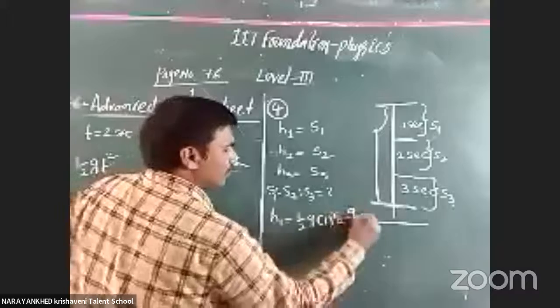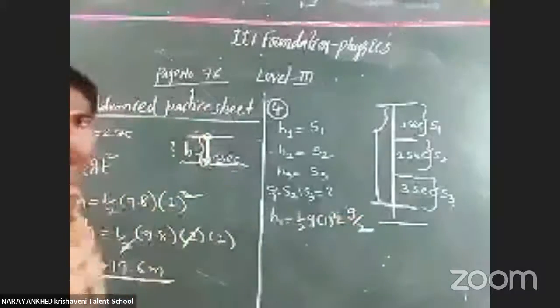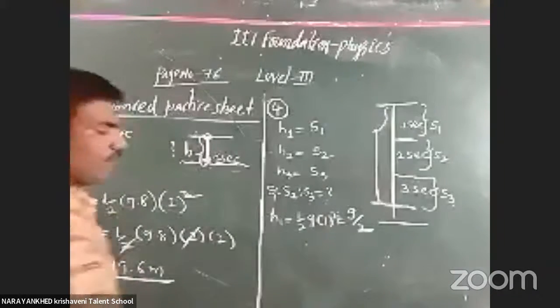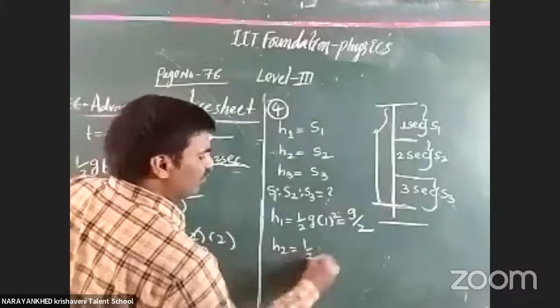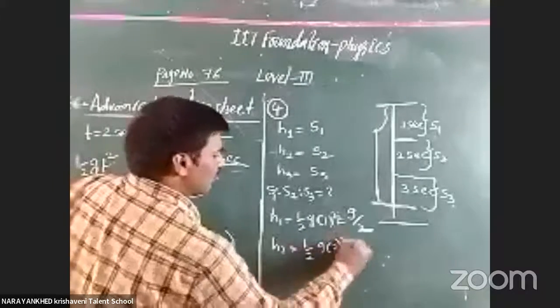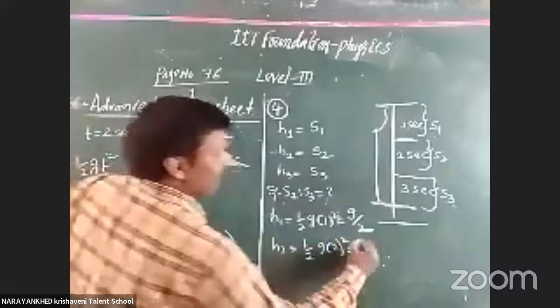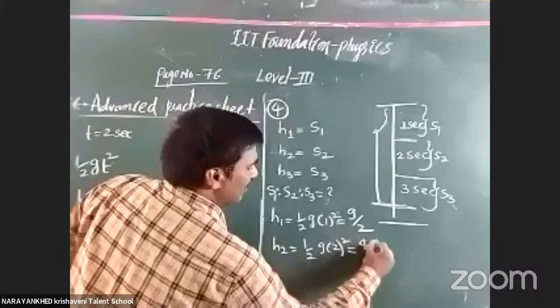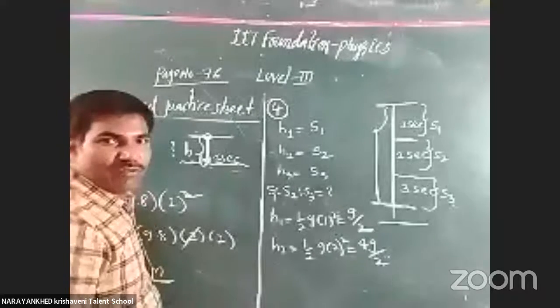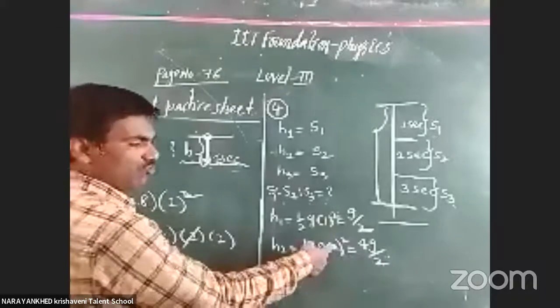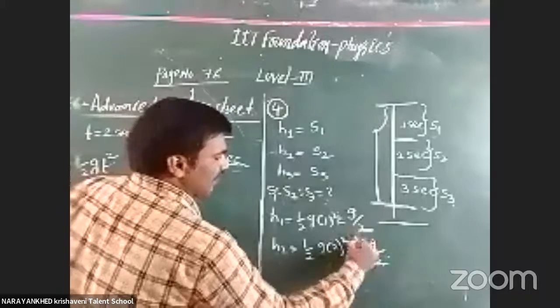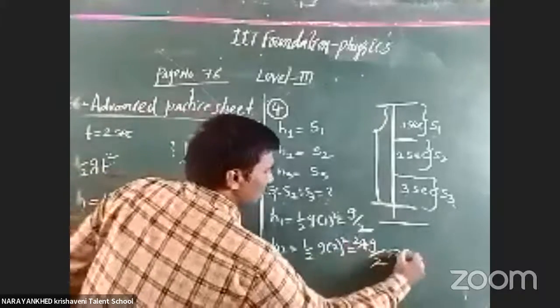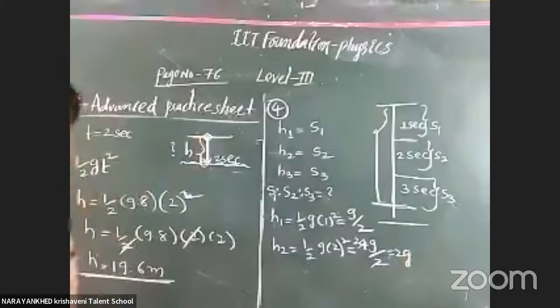That becomes G by 2. Okay, clear or not, all the students? Simply it is G by 2. Now H2 is equal to half into G into 2 square. Now it becomes 4G by 2. Okay, clear or not, all the students? Yes, 2 square is 4, or not? 4G by 2. Now this one and this one cancel. What is this? 2G. Got it or not?